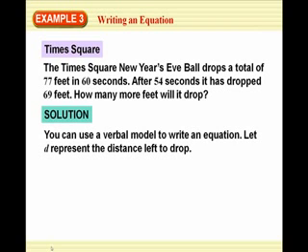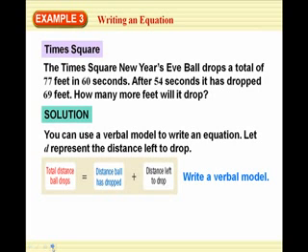Excuse me. Hey, example 3, writing an equation. Here we are, Times Square. The Times Square New Year's Eve ball drops a total of 77 feet in 60 seconds. After 54 seconds, it has dropped 69 feet. How many more feet will it drop? You can use a verbal model to write an equation. Let D equal the distance left to drop.